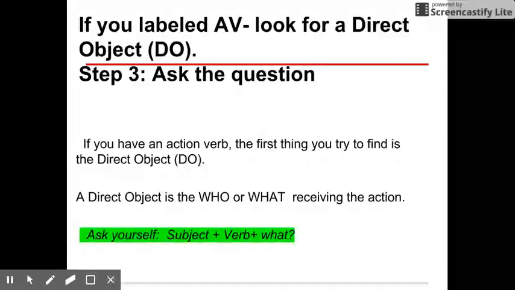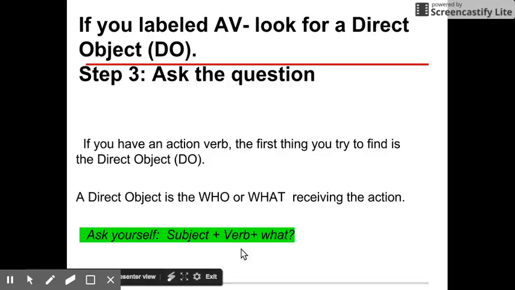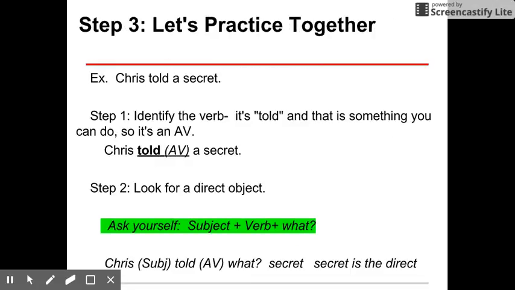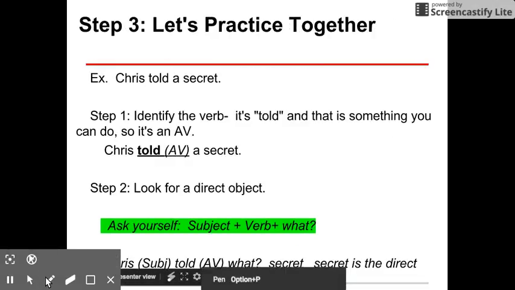So step 3 is ask the question. If you have an action verb, you're going to be looking for a direct object. So say that out loud. If you have an action verb, you're looking for a direct object. The direct object is the who or the what that's receiving the action. And here is the format to your question that you need to write down. Subject plus verb plus what. And if that doesn't make sense yet, that's okay, it will. So we're going to practice this one together.